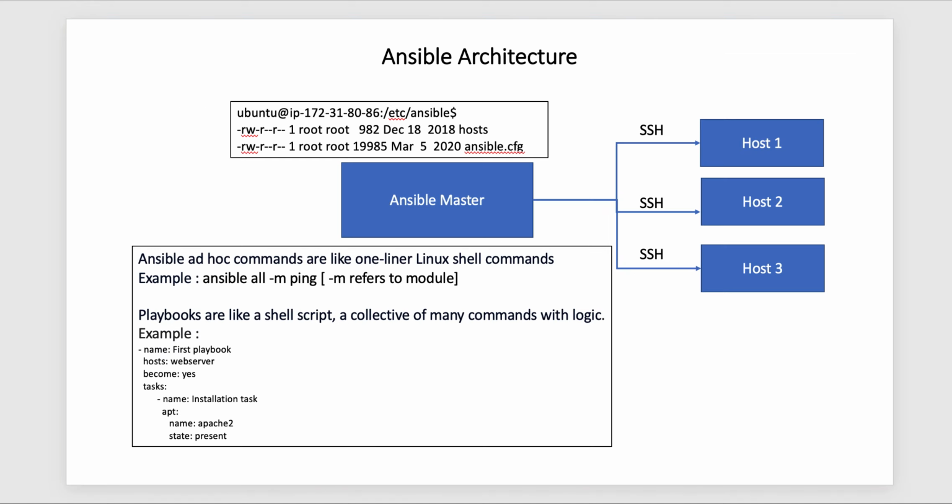Let's say you have an Ansible master over here, right? Ansible master is one of the servers. You want to install everything on your master server and you want your things to be replicated on the host machines, right? Host 1, 2, and 3. How do you do that? Through SSH connections, right?